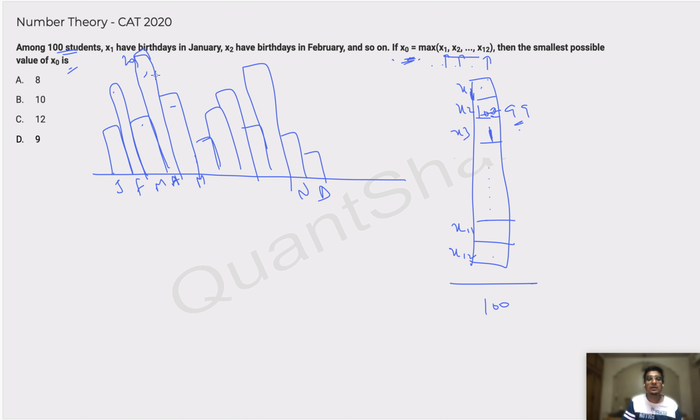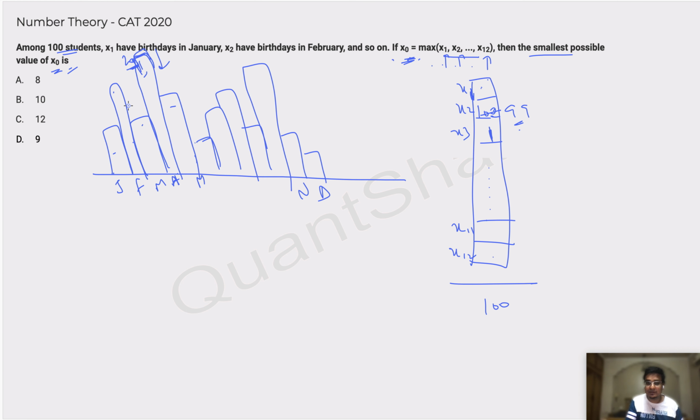Okay. So now, if you have to achieve the smallest possible value of X0, it would mean trying to bring this maximum value down. But there is a limit on how much you can bring that down to. Obviously, you can bring it down to zero minimum. You cannot make it negative. But even if you bring it down to zero, there are some other disadvantages. If you bring this down to zero, what will happen? Some other months will increase, because what will happen to these 20 students?